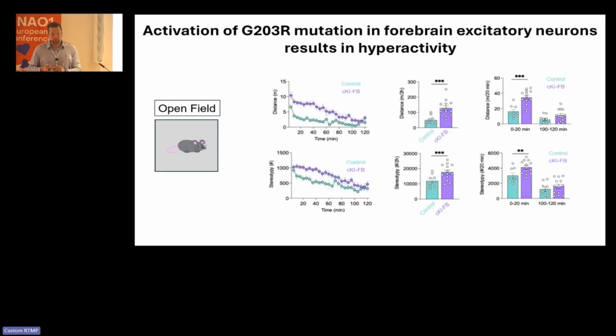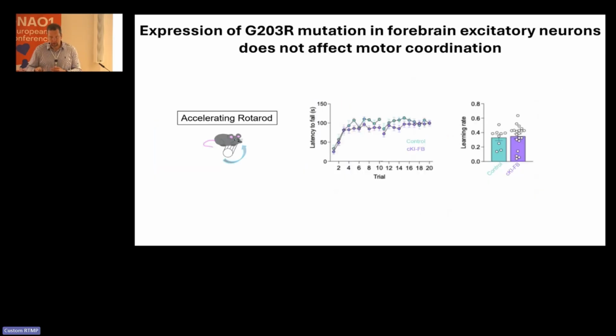What about the movement? Again, open field. We see a tremendous hyperactivity that they exhibit. The pattern of this hyperactivity and stereotypy is now quite different. In contrast to the striatal knock-in, we see that these animals initially show massive hyperactivity, but when they acclimate to the environment, these activity levels go down to fairly normal levels. And that concerns the stereotypic movements as well.